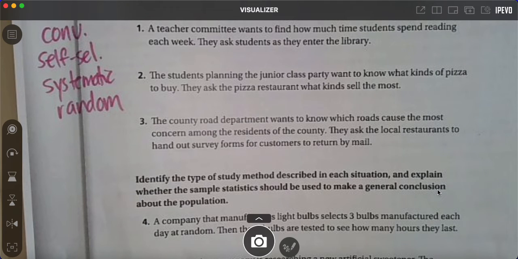Then it says, how could there be bias on this one? Anybody have any idea? If that restaurant is right by some of the bad road area, everybody would then pick those roads. Maybe that's the only thing I could think of on that one. Okay, does everybody kind of understand what these things are?